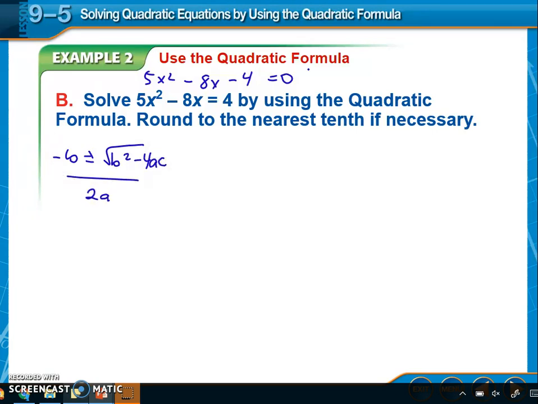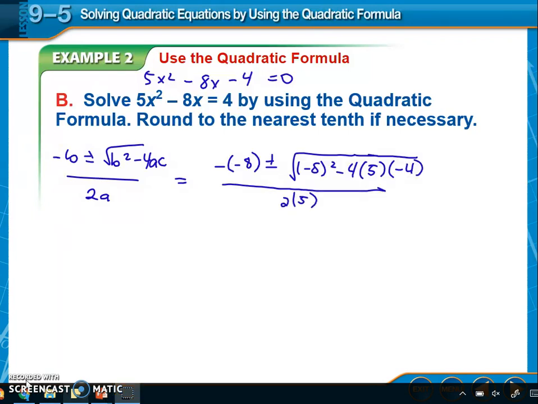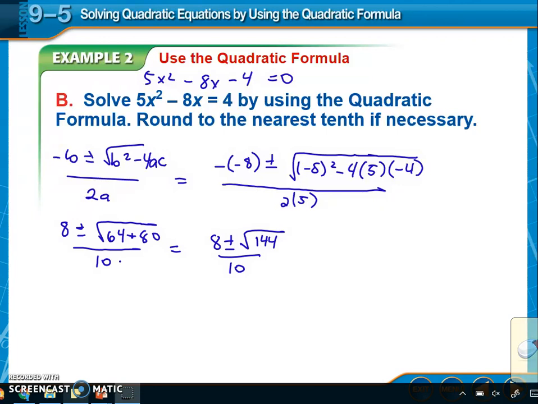Okay, so I'm going to go through and plug those in. You guys can do the same. Okay, so plugging in a, b, and c, you should get this. And then you want to start going through and simplifying. So try that now. So after simplifying a little bit more, you should get to this point, which is 8 plus or minus 12 over 10.